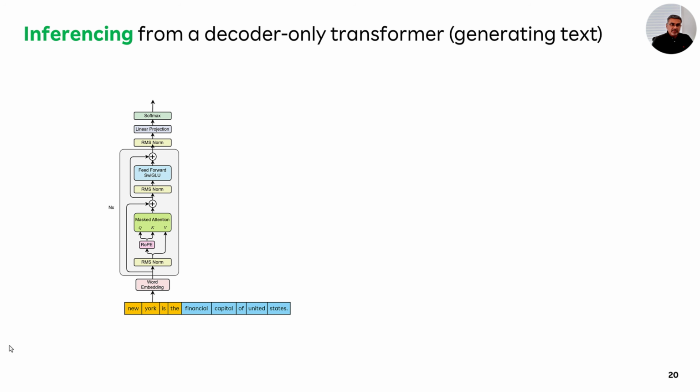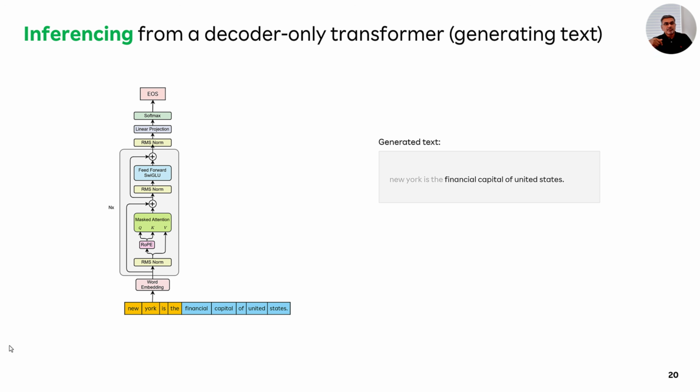Now you append that back and now you pass "New York is the financial capital of United States", and then it produces this special token called EOS, which is end of sequence, which tells the LLM that okay, now it has produced the entire sequence. You can stop now. So at this point, you present the generated text back to the user, which is "New York is the financial capital of United States". So this is how inferencing works.